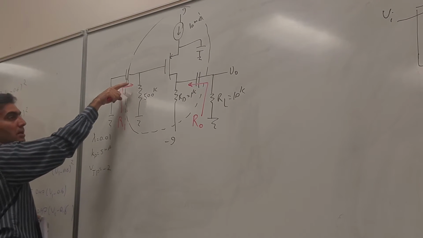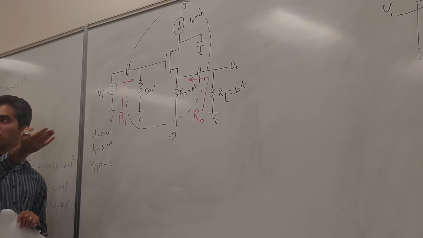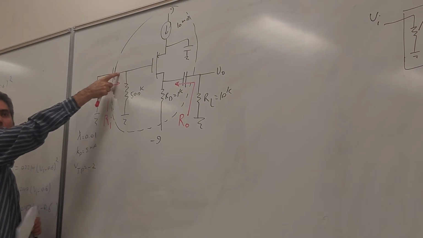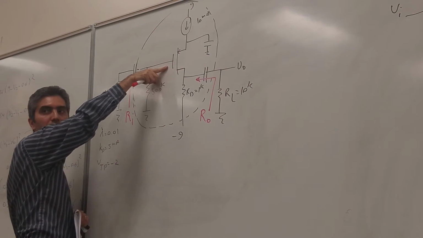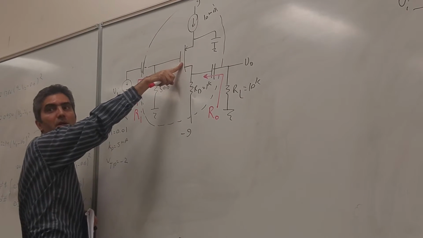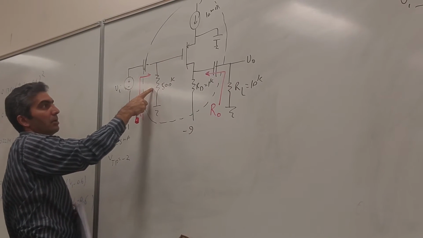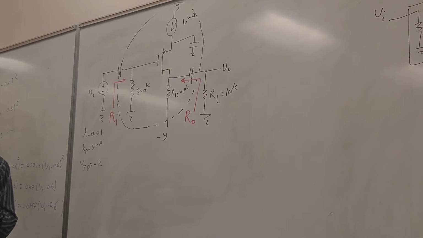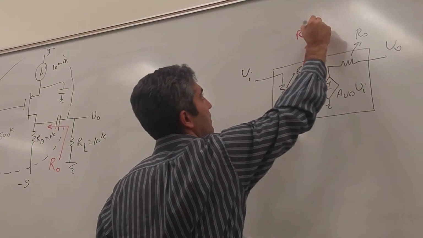You look into this, and you're looking for what resistance you see. Basically, you're an ohm meter, and you get connected to this node, and you want to know what resistance there is. What's the resistance looking into the gate? It's infinite. There's no current, so resistance is infinite. So there's an infinite in parallel with 500K. So what is that? 500K. That's it. So Ri is 500K.